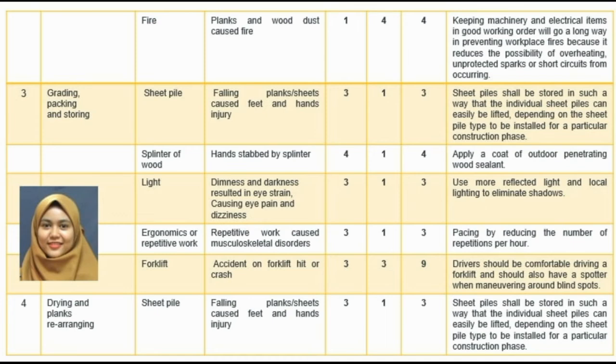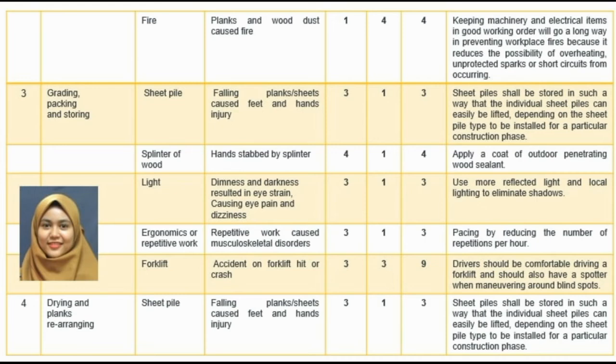Secondly, the hazard is splinter of wood. The effect is hand stabbed by splinter. The risk assessment is 414. The action is apply a coat of outdoor penetrating wood sealant.